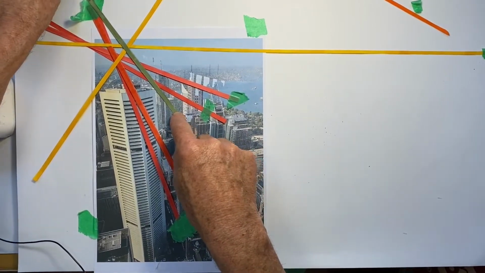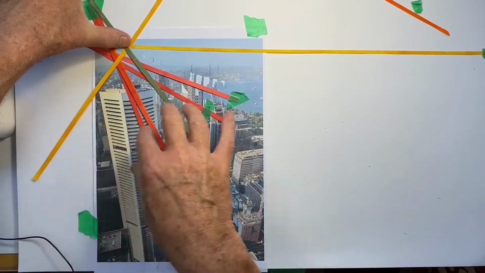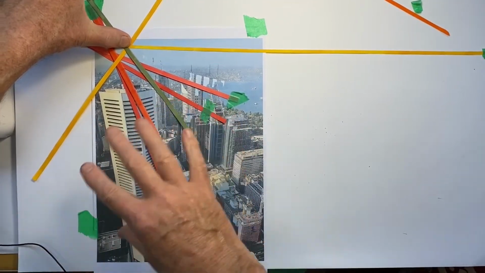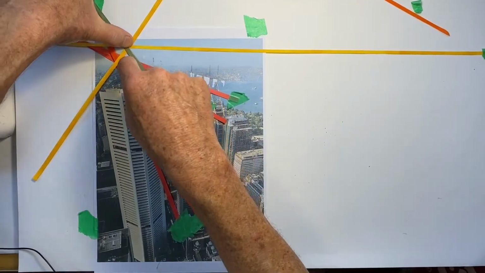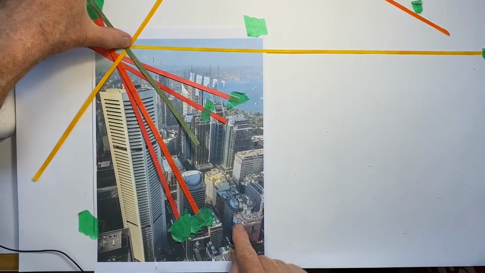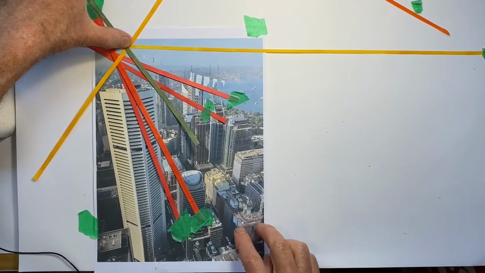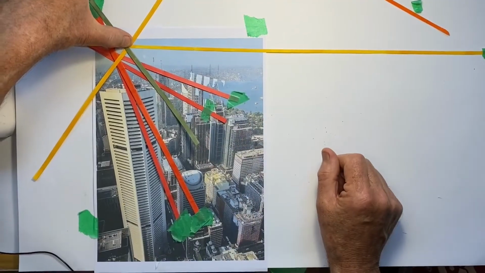So again, we have multiple vanishing points for really every building we check, but in fact the parallel lines of the various buildings do all meet for each building in one vanishing point. And where we have a row of buildings that are parallel to each other, such as this row here, they would all meet in the one point.